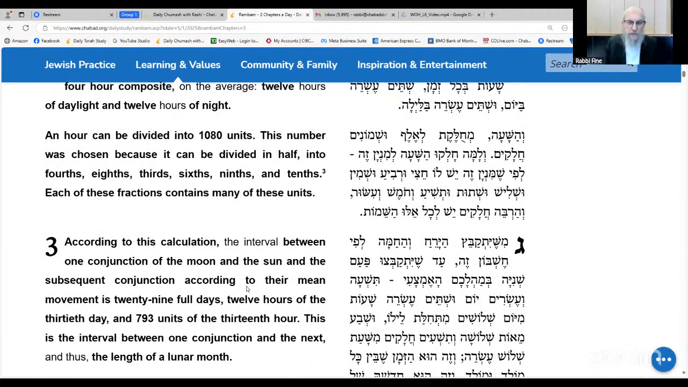An hour is divided into 1080 units. This number is chosen because it can be divided in half into fourths, eighths, thirds, sixths, ninths, and tenths. Pretty amazing, huh? That's how many units there are in an hour. Instead of 60 seconds times 60 minutes, which would be 3,600 units, this is 1,080. So it's approximately 3 1/3 seconds a unit. Got it?